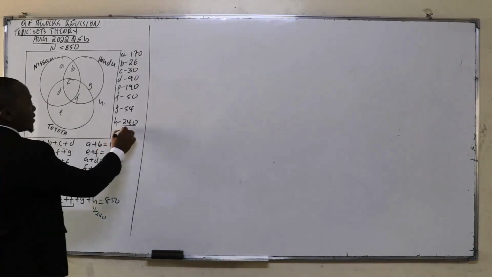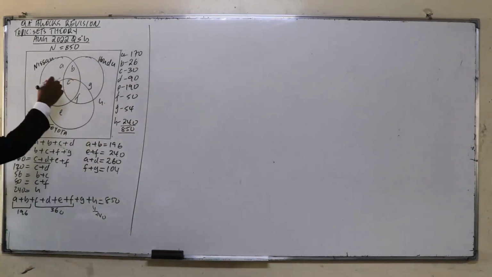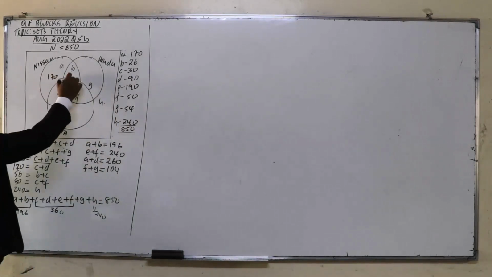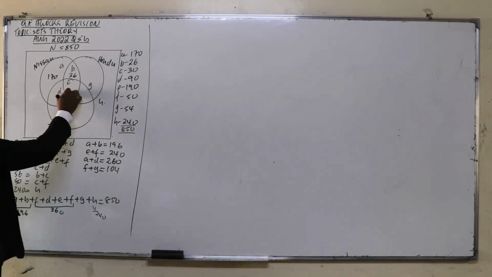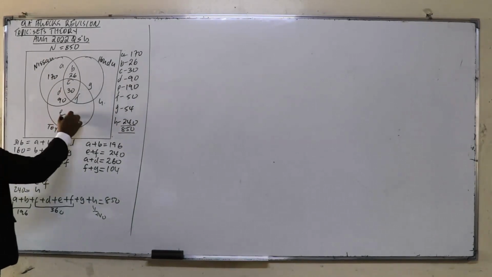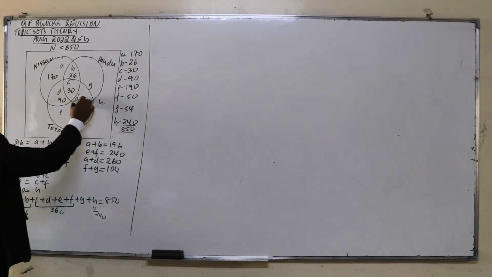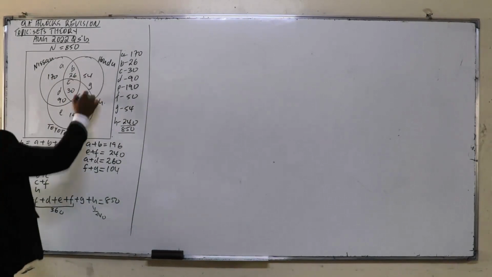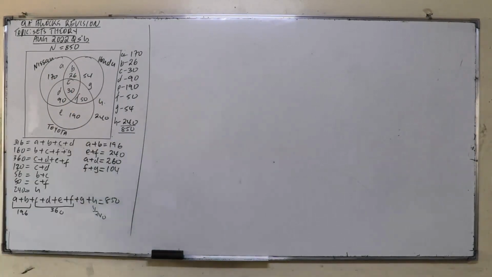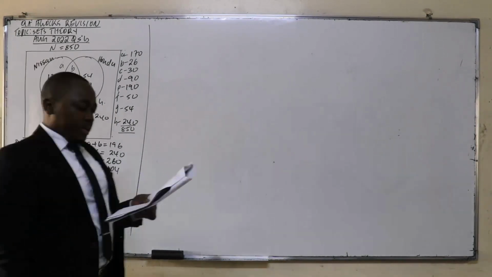Total you're getting is 850. Good. So A is 170, B is 26, C is 30, D is 190, F is 50, G is 54, and H is 240. Required: present the above information in a Venn diagram. So you're done, you get your 5 marks.